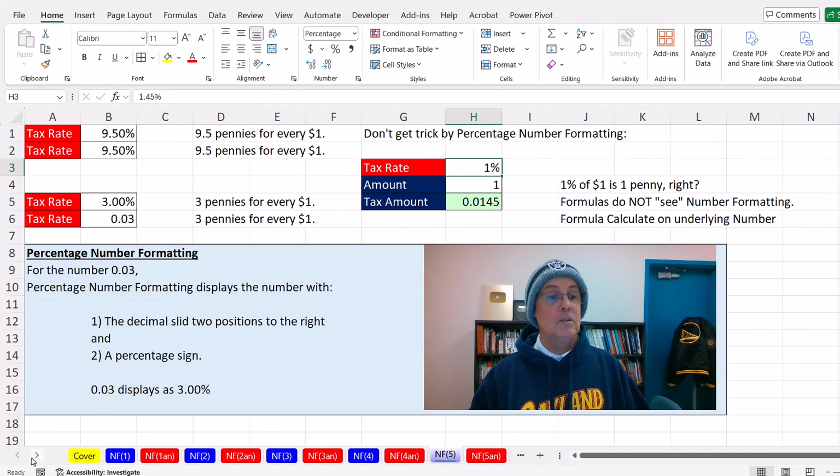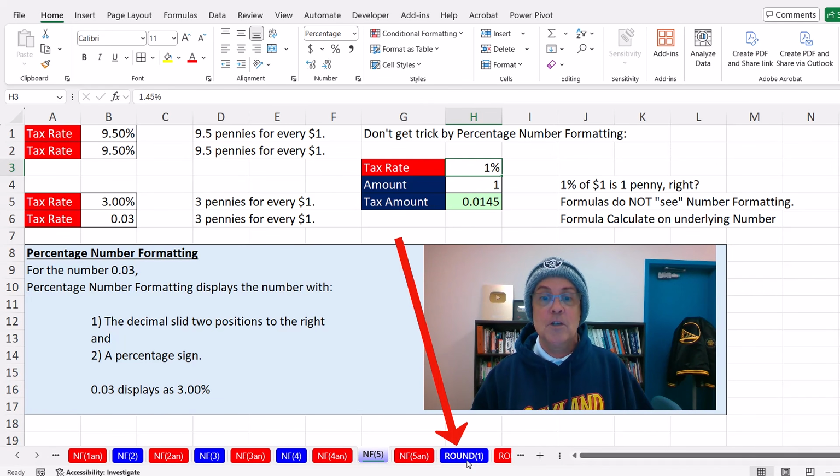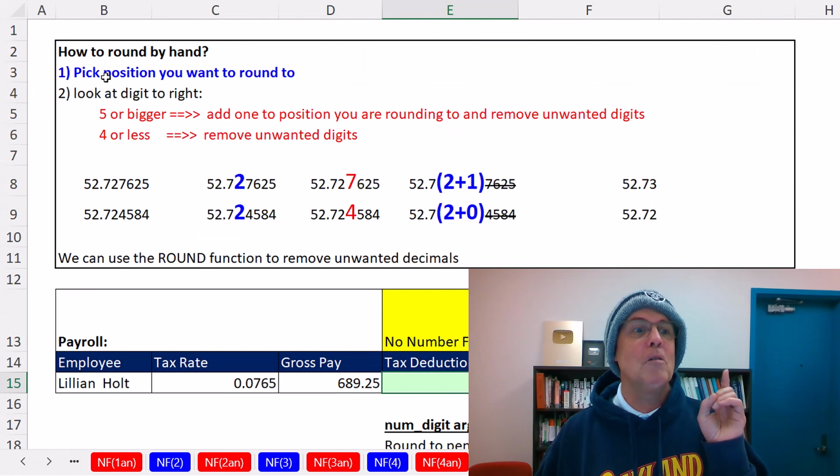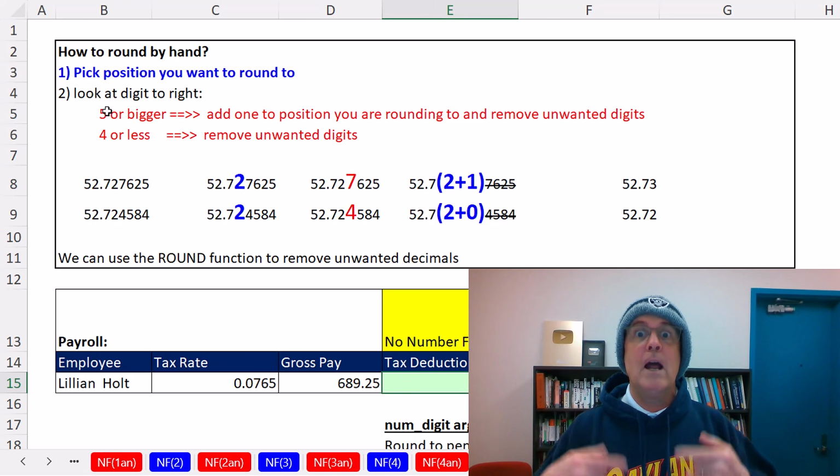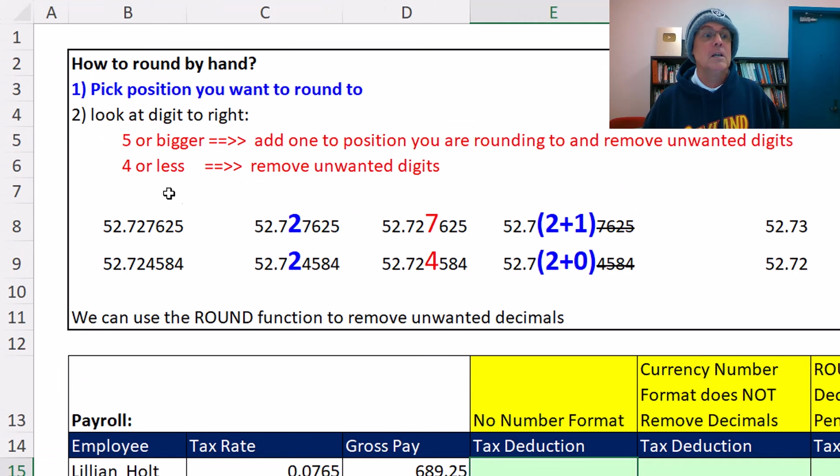All right, now we need to scroll over and start talking about round. Let's go to the sheet round. Now we all remember how to round by hand. There are 2 steps, and we're going to go through the 2 steps to understand what round is doing behind the scenes. Now let's try rounding this number right here.